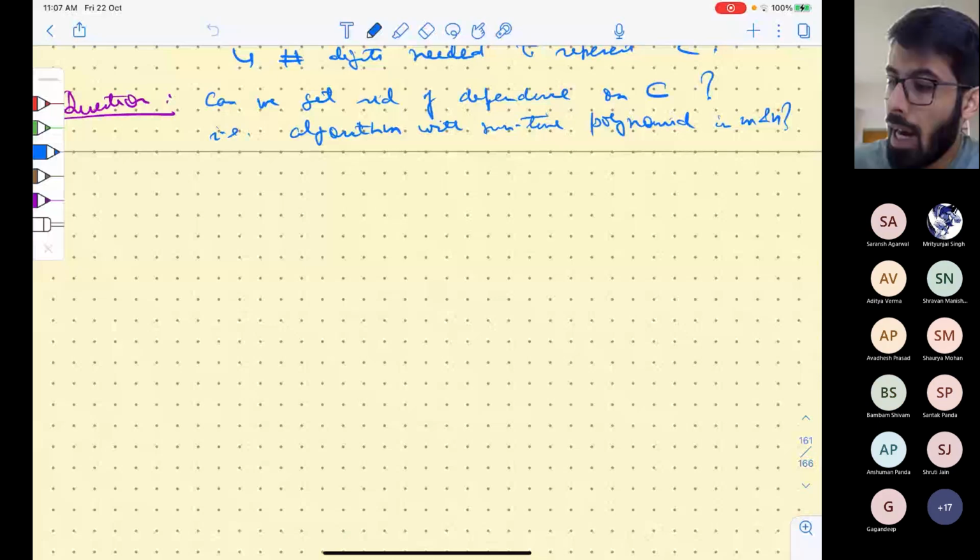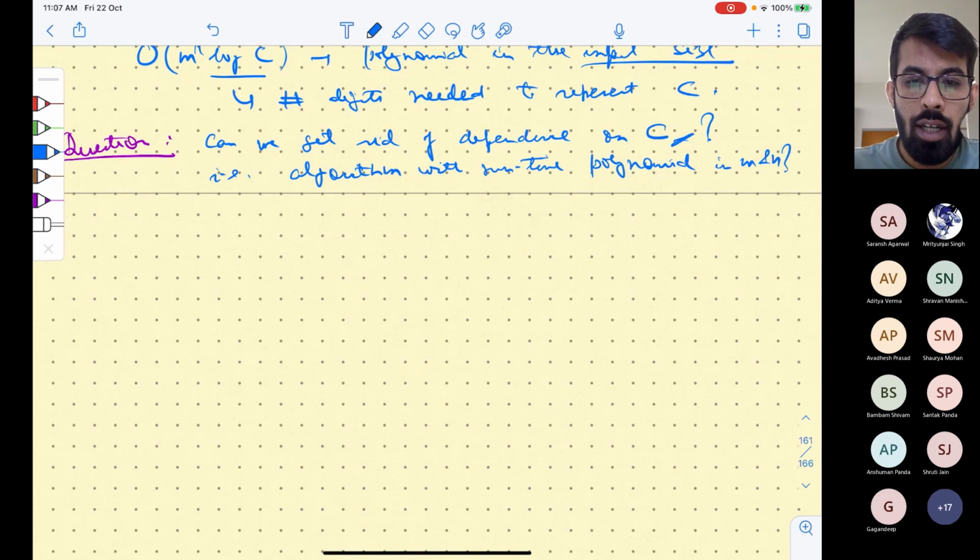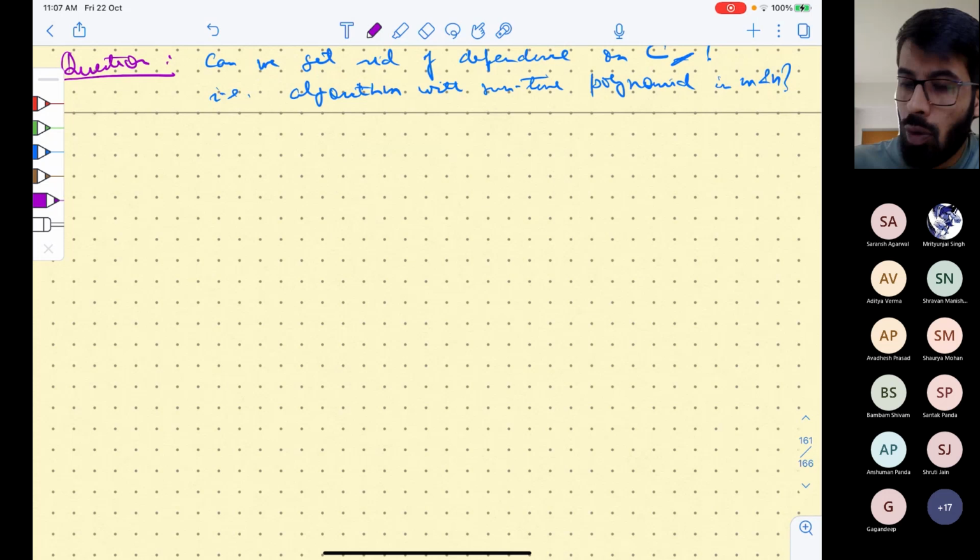Scaling algorithm, and we saw that it had dependency on C. And we were thinking about how we can get an algorithm such that its running time does not depend on C. It is just polynomial in M and N. So that is what we'll be talking about today, and we'll be looking at what is called a preflow push algorithm.